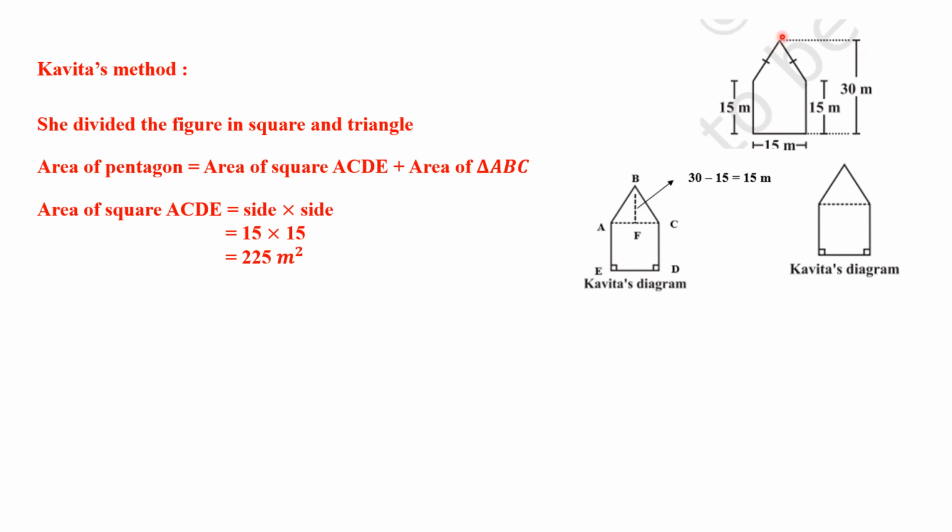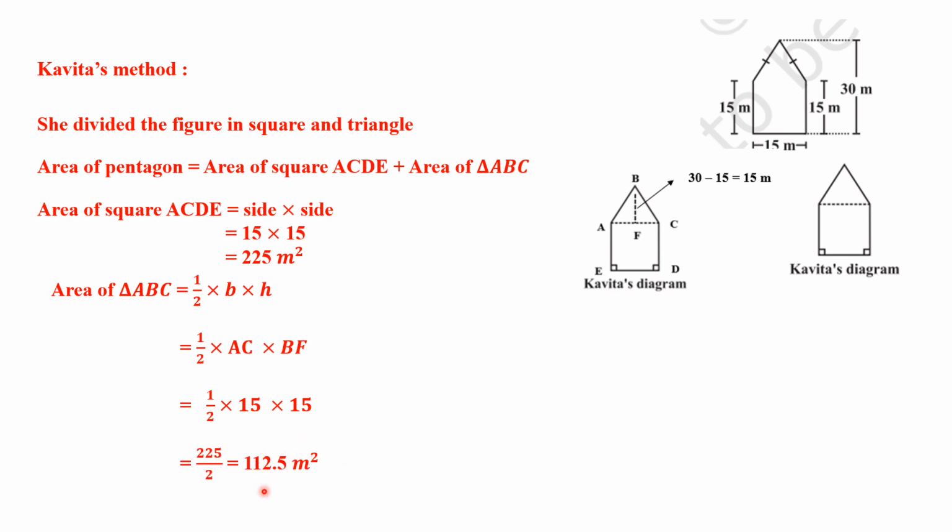See, the distance from the top of the pentagonal park from the base is given as 30 and measure of the side of the square is 15. So this distance we can find it by subtracting both the measures, which is 30 minus 15 equal to 15. So your height is 15, base is 15. So from here area of the triangle will be half into base into height, and you can substitute the values.